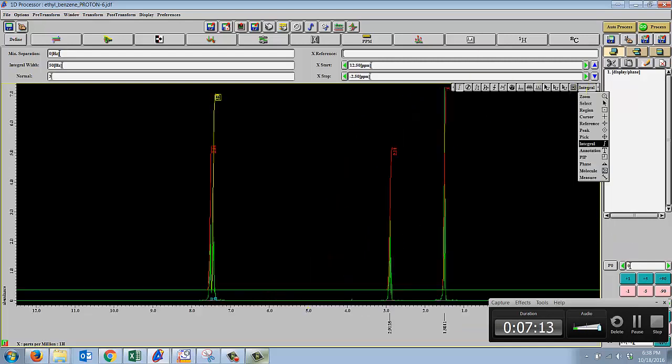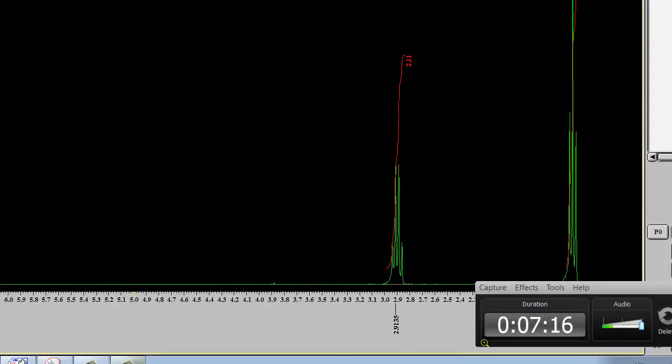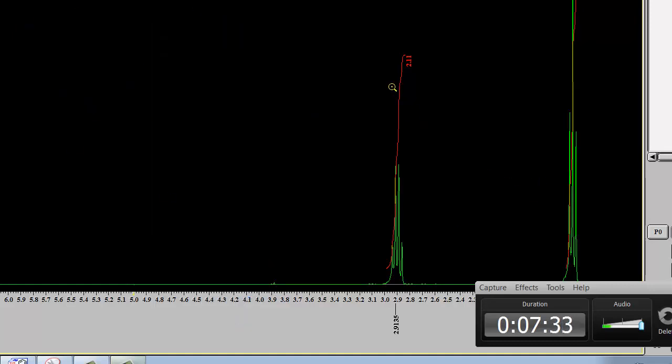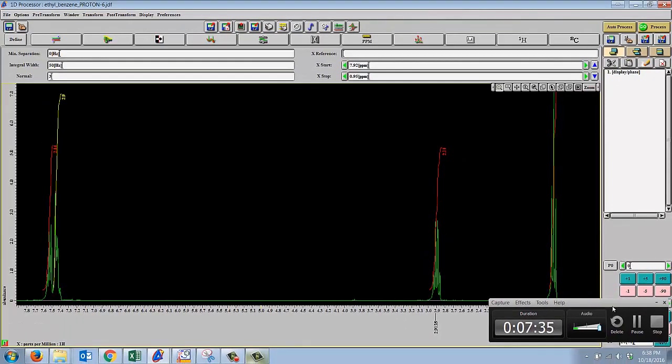So now that I look at my spectra, if I were to zoom in, I have a triplet, a quartet, and these multiplets for the aromatic ring. So oftentimes you're going to just say multiplet for aromatic rings. If you can't really distinguish what some of these peaks are, you usually say multiplet. Those are some of the major things you're going to see for proton NMR.